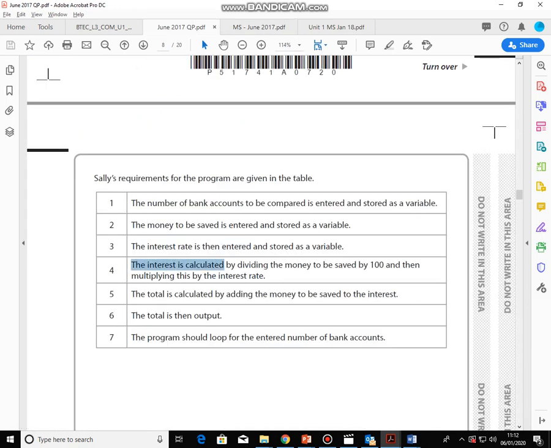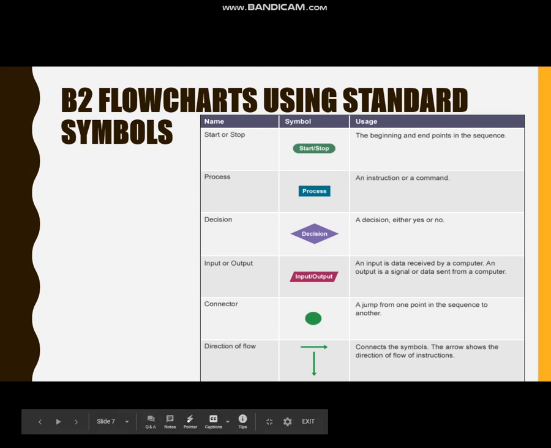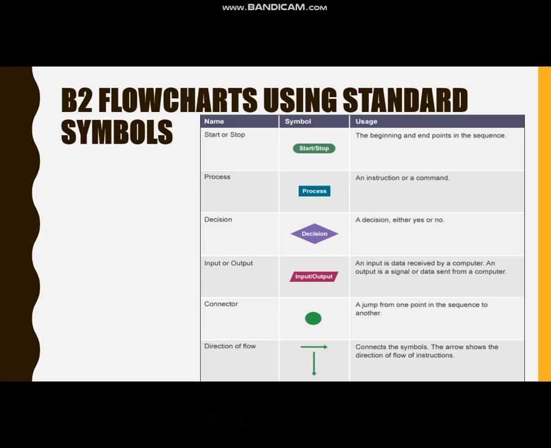Then it says the interest is calculated. Now, if something is calculated, we're doing something, we're taking an action. It's calculated by dividing the money to be saved, which is what we entered here, by 100, and then multiplying by the interest rate, which we've also taken in from here. So effectively, the key thing here is we're calculating something. So what would that be? Again, we're doing something, so we're taking an instruction. That will be a process.